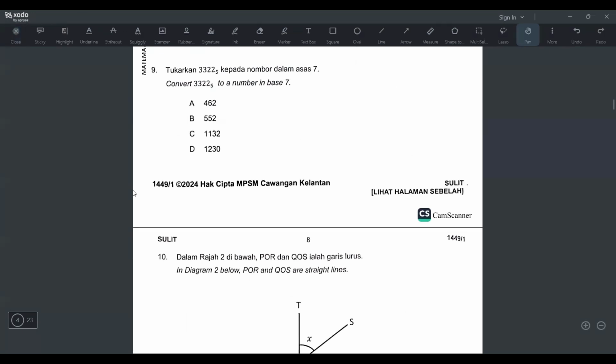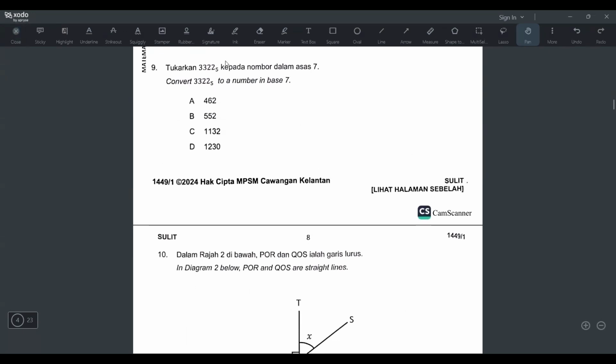Okay, number 9. They want you to convert 3322 base 5 to a number in base 7. If you want to convert base 5 to base 7, there is no shortcut. You have to convert to base 10 first. But if you want to convert from base 2 to base 8 or base 8 to base 2, there is a shortcut. Only base 2 to base 8 and base 8 to base 2 have shortcuts. For 5 to 7, there is no shortcut. You have to change to base 10.